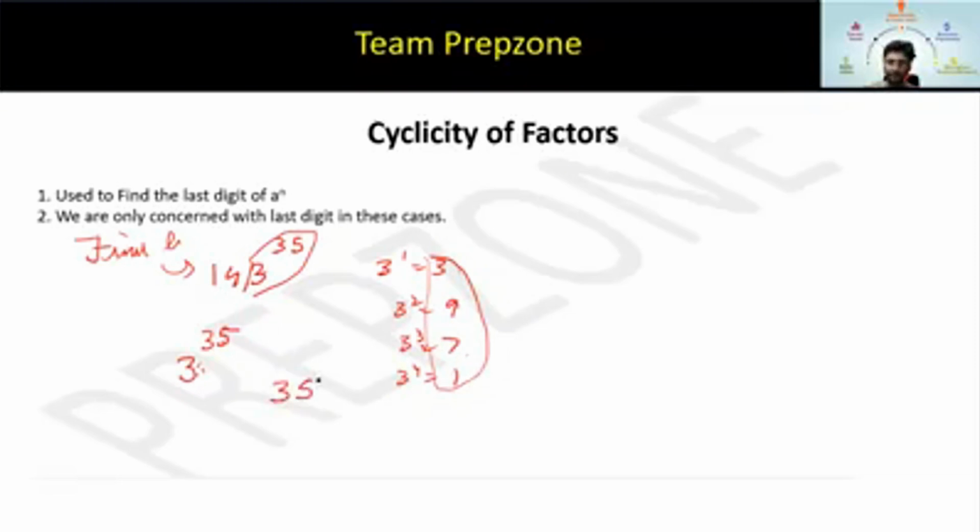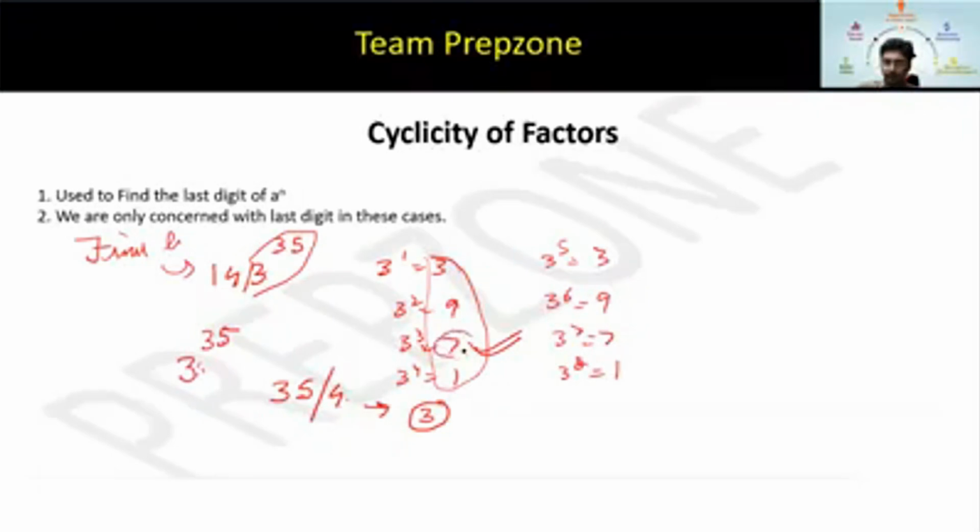I will just divide 35 by 4. 4 8s are 32. What is the remainder? 3 is the remainder. Why am I dividing by 4? See here. Suppose I divide 3 by 4, what is the remainder? 3 is the remainder, right? So what is the last digit? 7. This is 3 to the power 5, again 3, 3 to the power 6, again 9, 3 to the power 7, again 7, 3 to the power 8, again 1, right? So if I'm dividing by 4, what is the remainder? What is the last digit? 7, because the remainder is 3 and 3 cube is 7, okay?